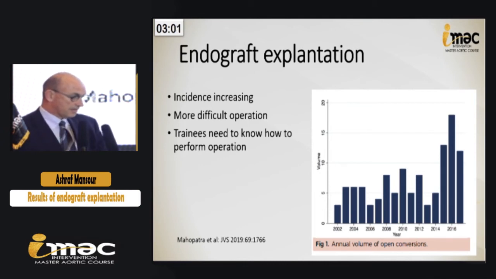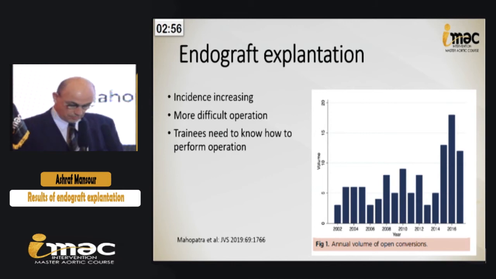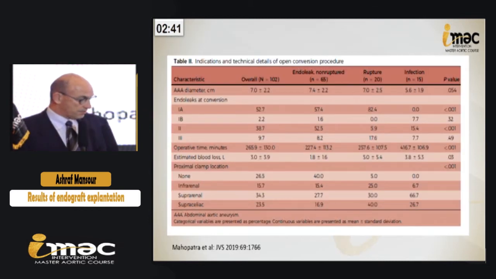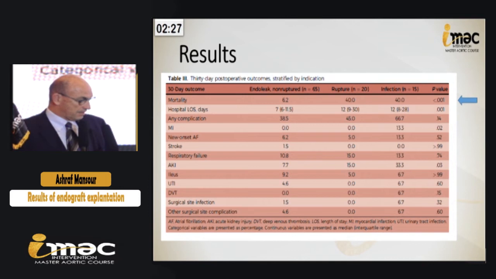One is that the incidence of explantation is going up, as you can see. We need to be able to train our registrars to do this. The indications are for non-ruptured aneurysms, but there's about a third that are for rupture or infection. The results are, first, the aneurysm size that gets operated on is pretty big, an average of 7 to 7.5 centimeters. And these are the results.